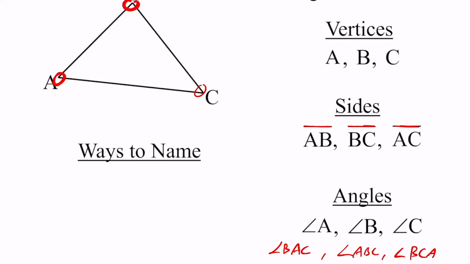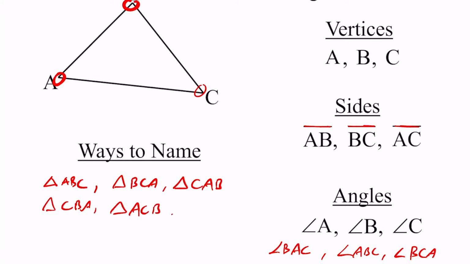And then ways to name a triangle. There are also many different ways, but you use just a triangle symbol, just triangle, and then you just say ABC, or triangle BCA, or triangle CAB, and all of those backwards as well. So triangle CBA, triangle ACB, and then triangle BAC. So you're just following the vertices around. So those are the names of this specific triangle here.